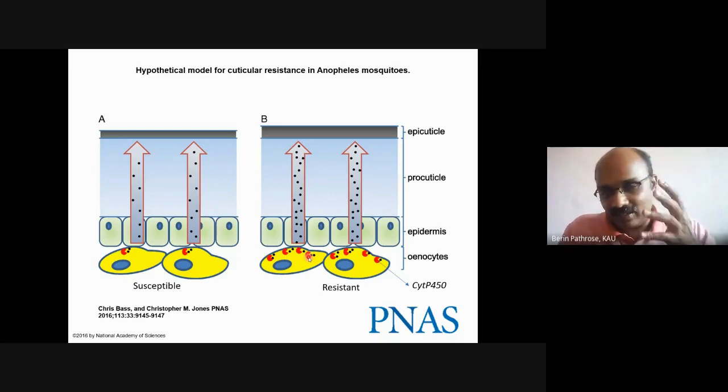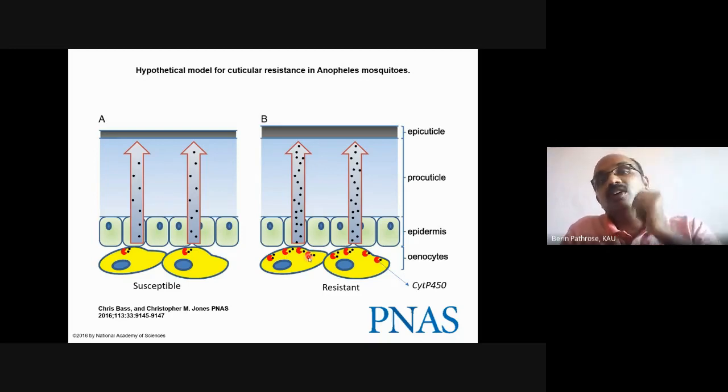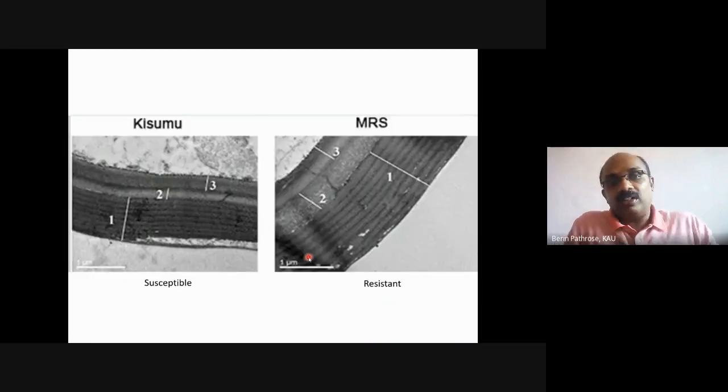Instead of a single gene, this is just a diagrammatic representation. Instead of the presence of a single gene in the susceptible individual, in the resistant one the epidermal cells have more gene copies, which leads to the synthesis of more quantity of the cuticle components, and it will lead to the thickness of the cuticle. See over here, this is the susceptible one, this is the resistant one. See the thickness. Resistant ones have greater thickness of cuticle compared to the susceptible one. So the cuticle thickness increases.